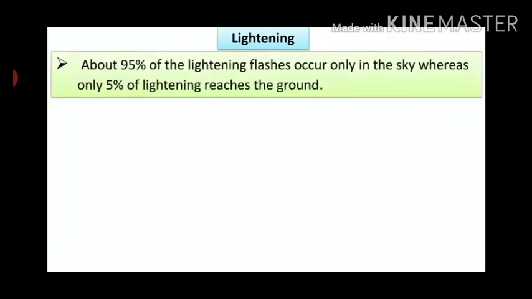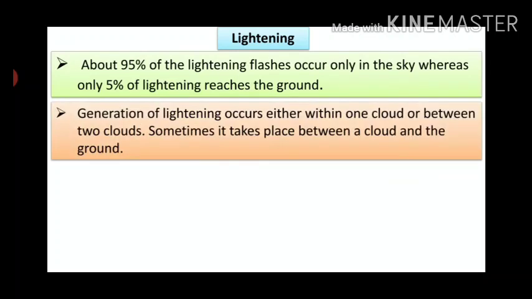About 95% of the lightning flashes occur only in the sky, whereas only 5% of lightning reaches the ground. So 95% is happening in the sky, but we can see only 5%. Generation of lightning occurs either within one cloud or between two clouds. Sometimes it takes place between a cloud and the ground.